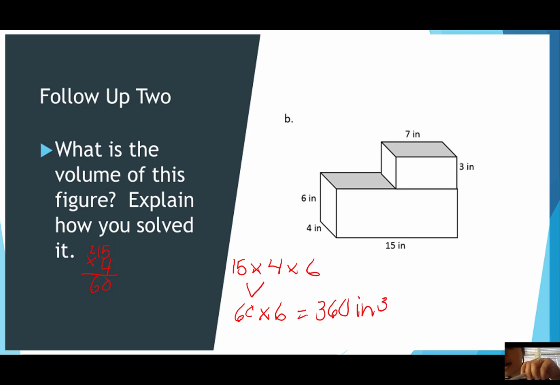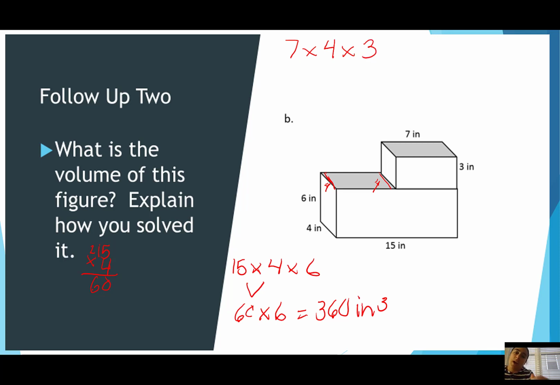Now, the box on the top, we see we have a length of 7. We have a height of 3. And we need to know the width. So let's look at what we can figure out. If this width here is 4, we know the top of the rectangle is also going to be 4. And if this side of the box is 4, then this side is also going to be 4. Okay, so my top expression is 7 times 4 times 3.